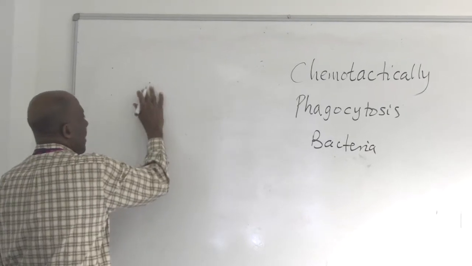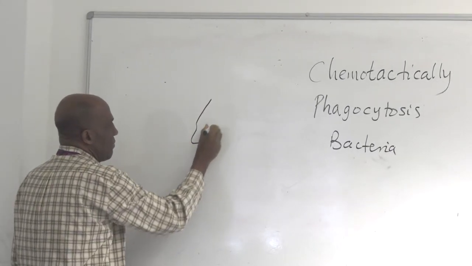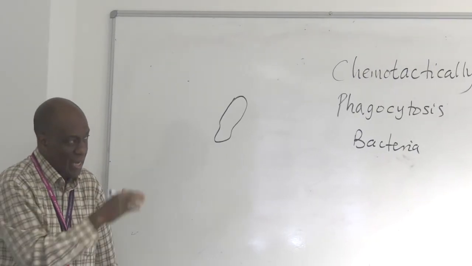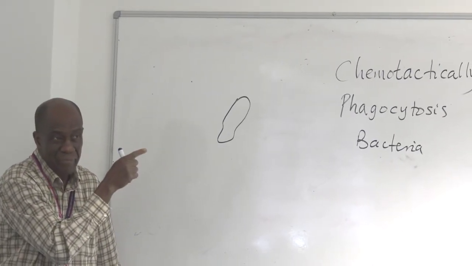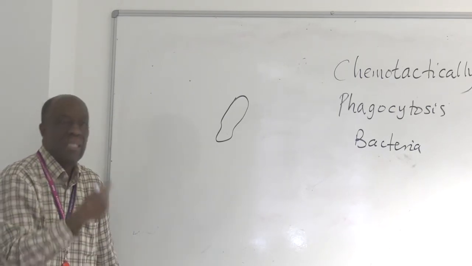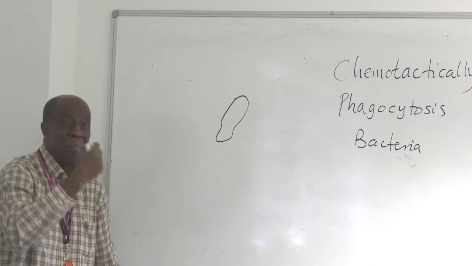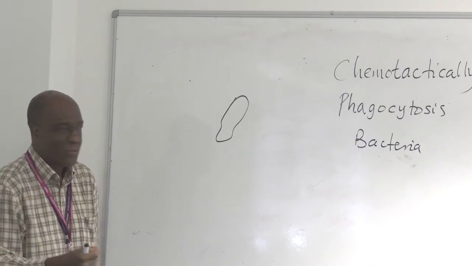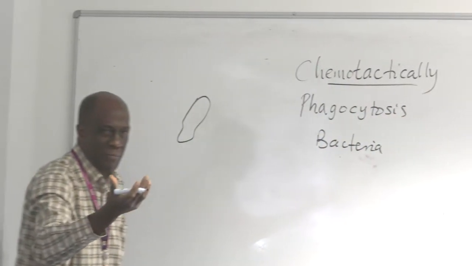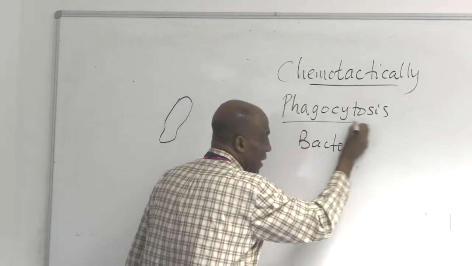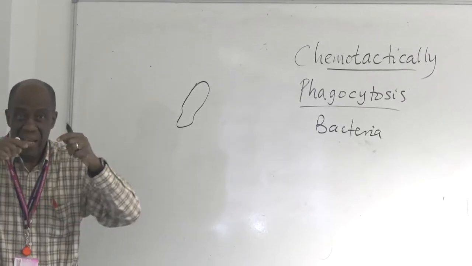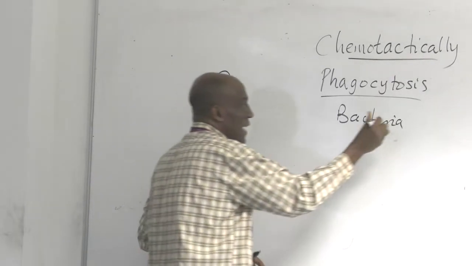So if this is a bacteria which has entered the body, the neutrophil picks that up. The body system picks up that, hold on, a foreign body has entered. This foreign object, this microbe, must be eliminated. So where is the chemotactically coming in from? And where is the phagocytosis coming in from? Phagocytosis is where the neutrophil engulfs. So here is engulfing.